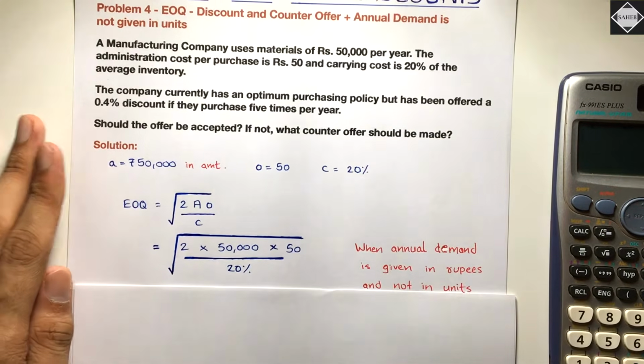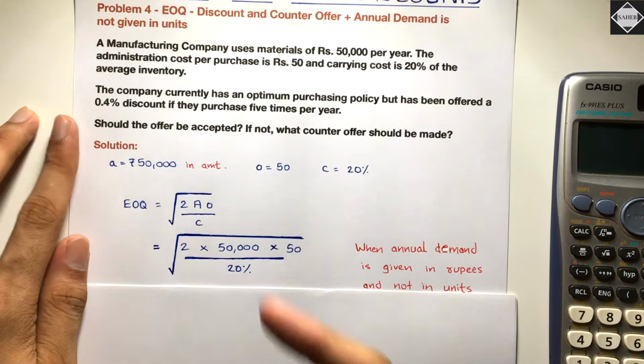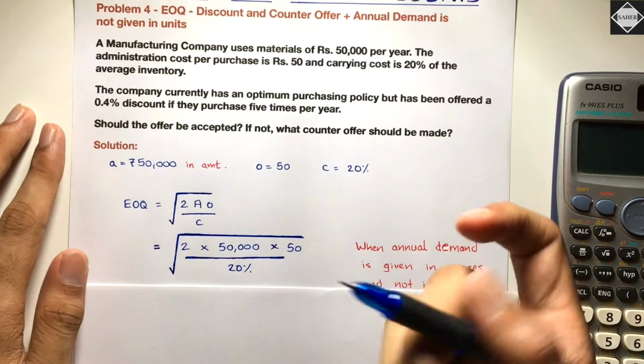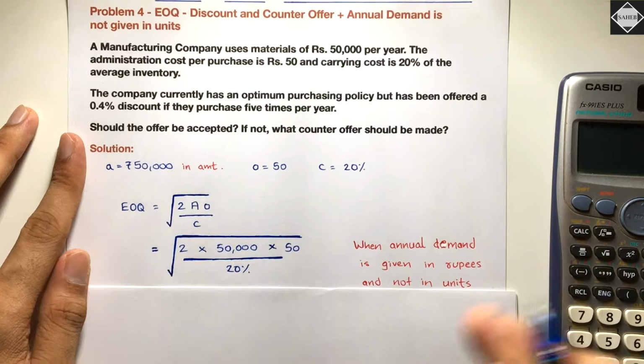But what's the logic of that, sir? Why are we doing like this? Because understand, in numerator you have taken rupees, directly the whole purchase cost. So that's why you can take percentage in the denominator. Okay, you can do that.